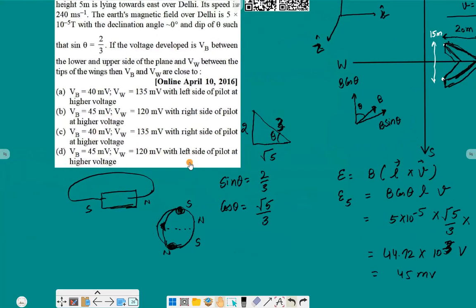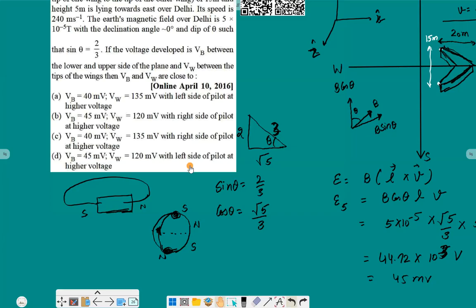Now we have to find on which side is the higher potential, because we have two options which are matching. Option B is matching with 45 and 120, and option D is matching for us 45 and 120. Let's find out which side of the pilot will be on the higher voltage.